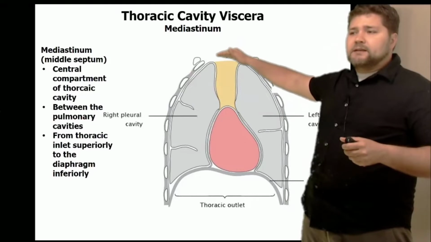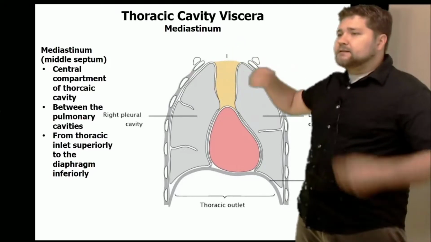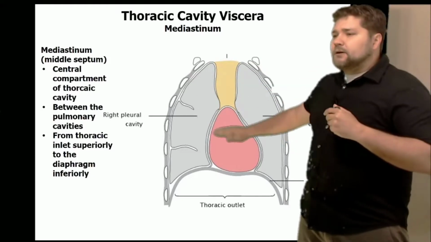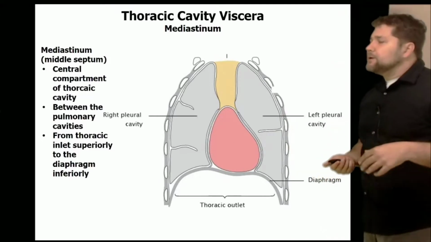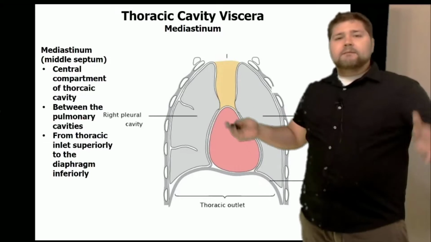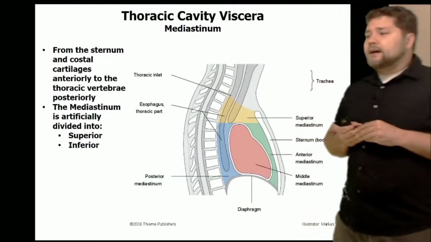It starts at the thoracic aperture inlet superiorly, which is basically just the junction of your first rib and manubrium, and goes all the way down to the diaphragm and is attached to that. We'll actually see that the pericardial sac adheres tightly to our diaphragm, and that's all going to be part of the mediastinum. And it is going to be comprised of different segments.